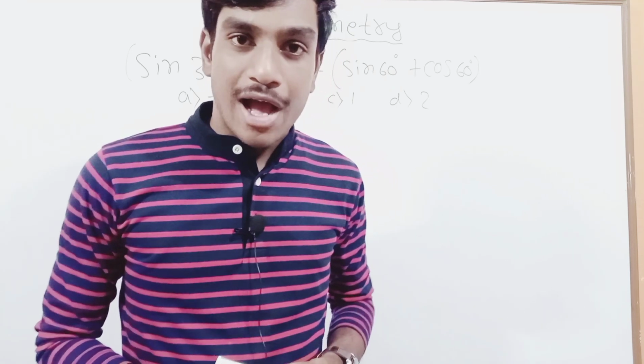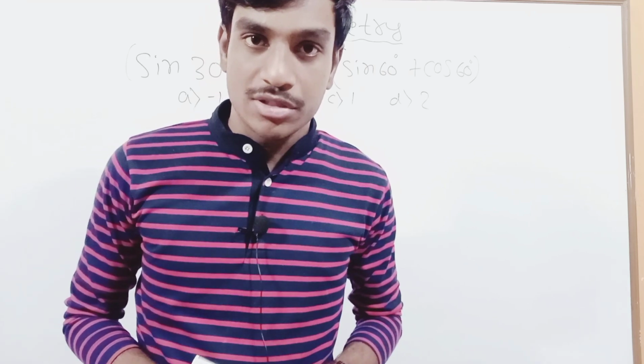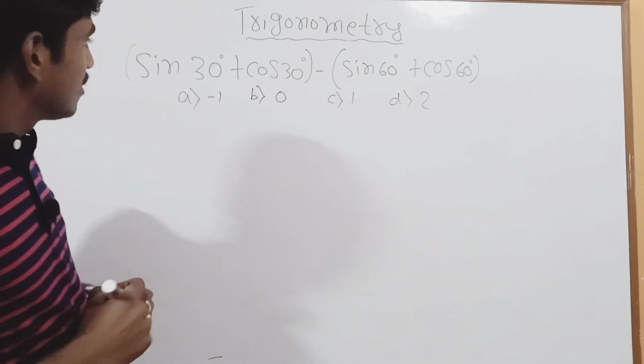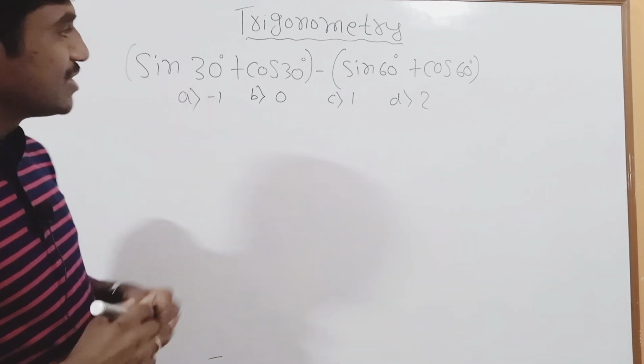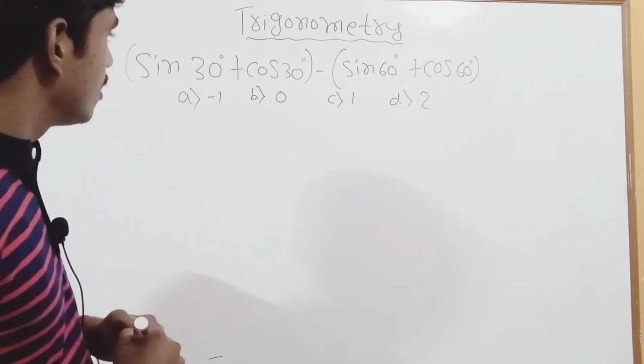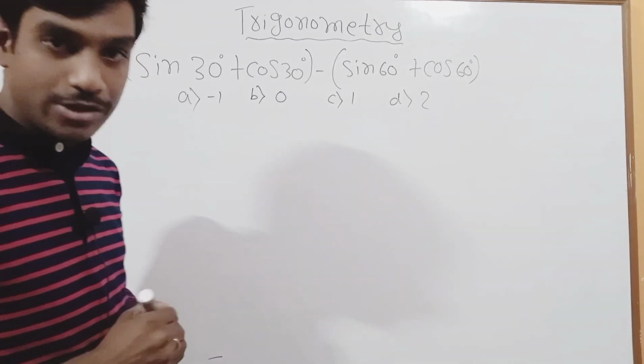In today's session, I will solve few problems from trigonometric chapter, multiple choice questions. So let's begin. The first question is sin 30 plus cos 30 minus sin 60 plus cos 60. There are four options given: minus 1, 0, 1 and 2.